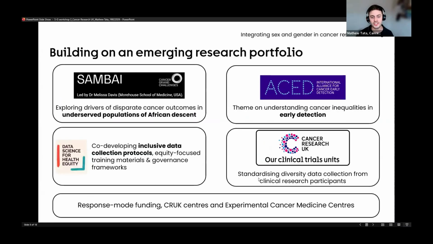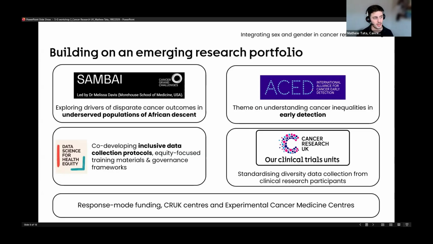We're not starting from scratch. We've got work underway, as you can see here, in one of our Cancer Grand Challenges looking at the data gap for people of African descent. Also, in the top right, addressing inequalities in early detection through our International Alliance for Cancer Early Detection. Developing inclusive data science methods, and also standardizing data collection, which you'll hear more about in a moment from my colleague Morgaine. We've also funded numerous grants exploring cancer inequalities and have similar research in place across our core funded infrastructure.